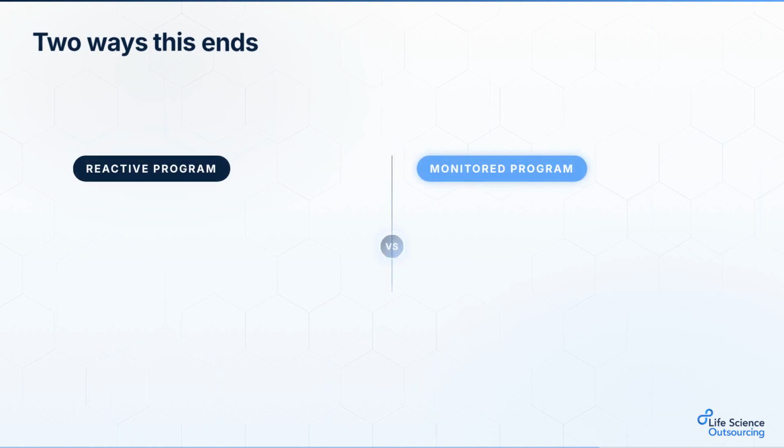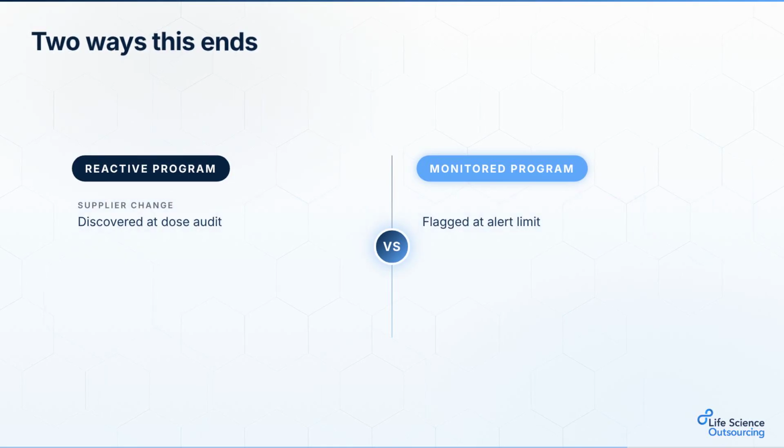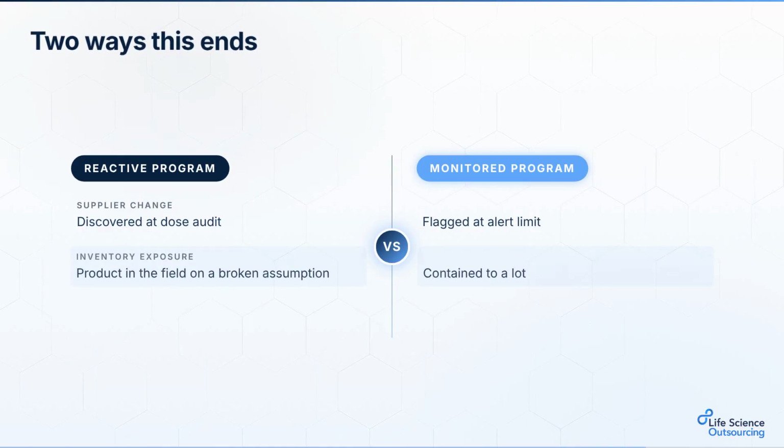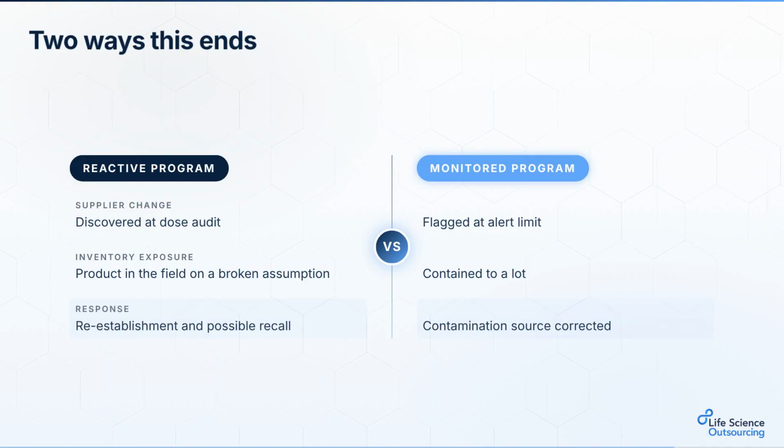The expensive version treats bioburden as a one-time deliverable. 2 years later, a supplier changes a cleaning step, bioburden climbs, and the next dose audit blows the limit with inventory in the field. The cheap version catches the drift at the alert limit and corrects the source. The difference is a sampling plan designed in from the start.